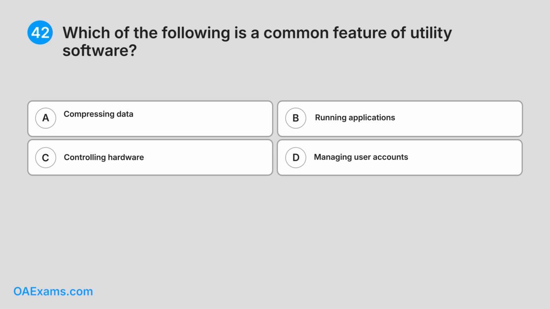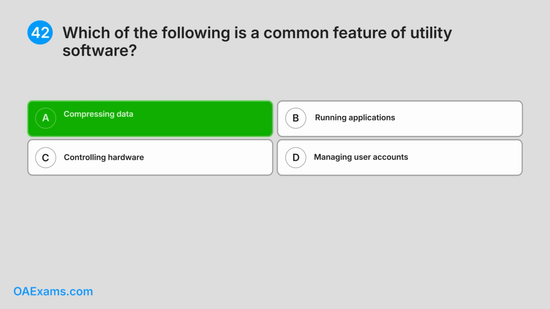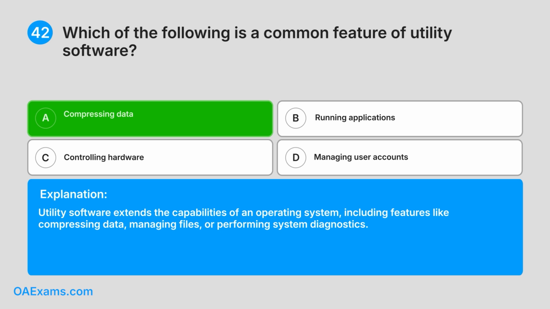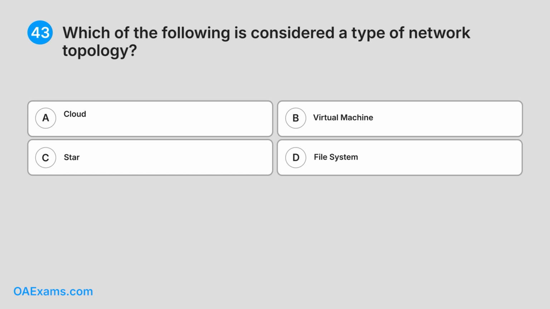Correct answer: A. Compressing data. Explanation: Utility software extends the capabilities of an operating system, including features like compressing data, managing files, or performing system diagnostics.